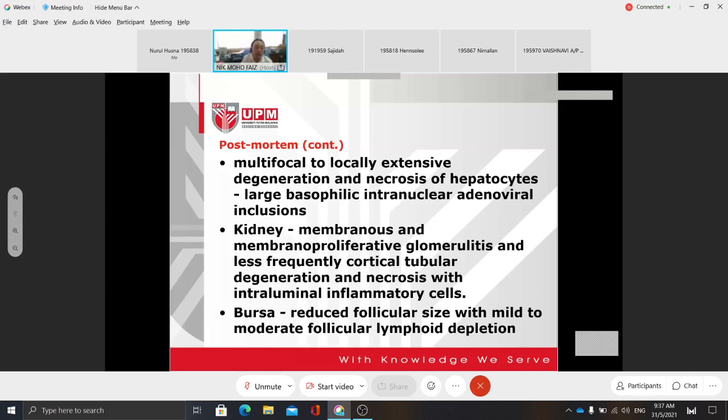The kidney shows membranous and membranoproliferative glomerulitis, and less frequently cortical tubular degeneration and inflammatory cells. The bursa sometimes reduces in size, with reduced follicular size and mild to moderate follicular lymphoid depletion. The bursa becomes atrophied.